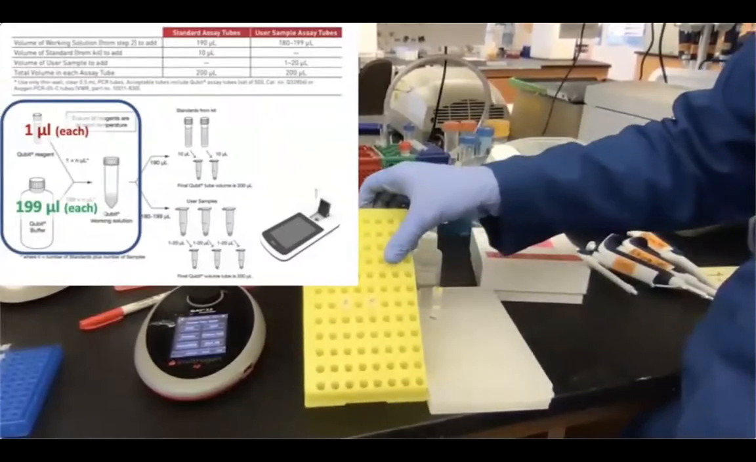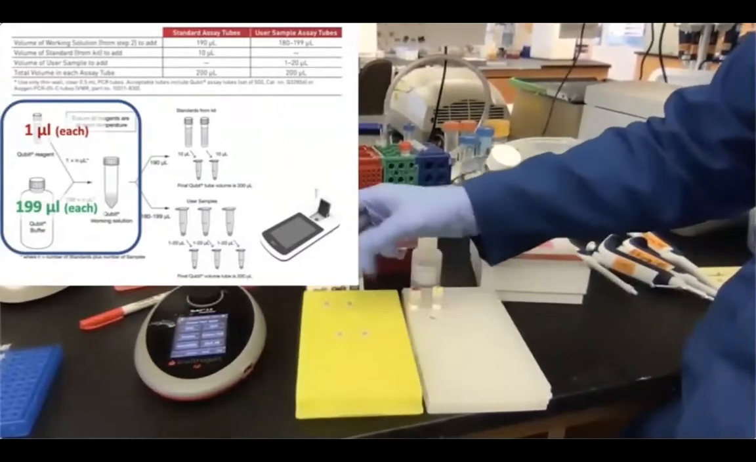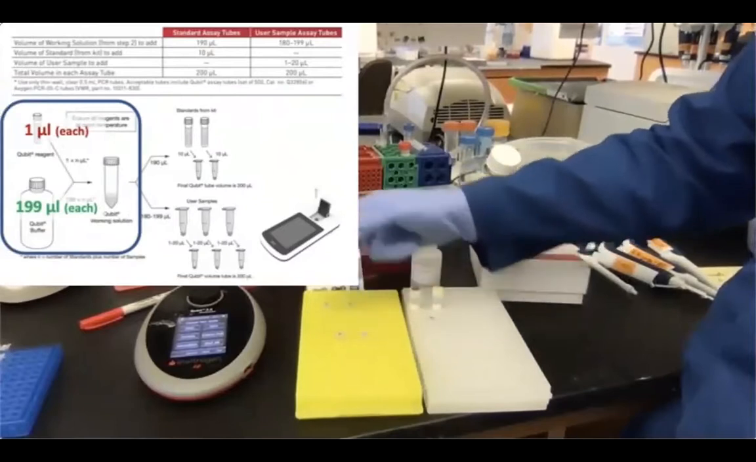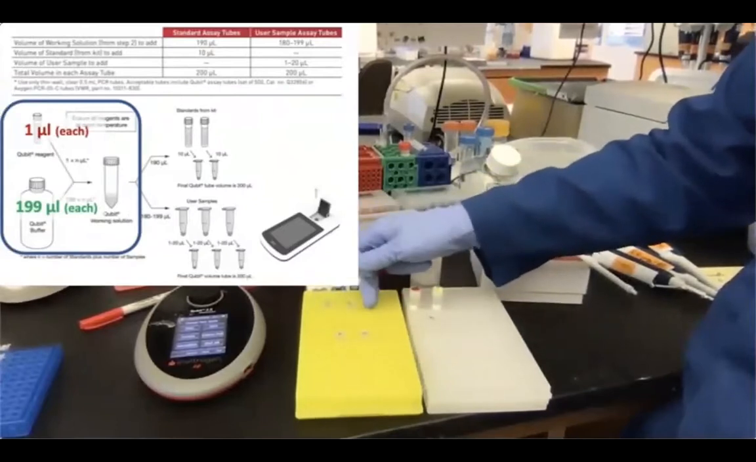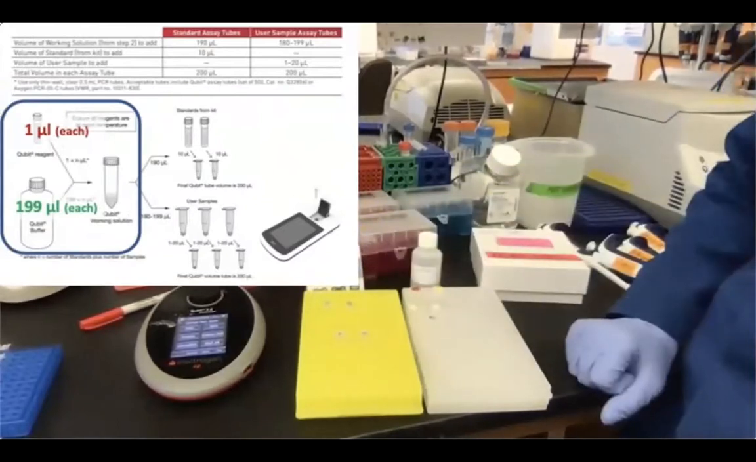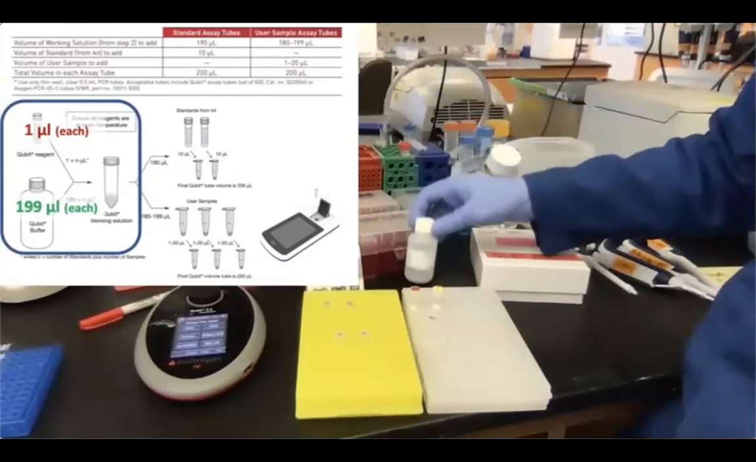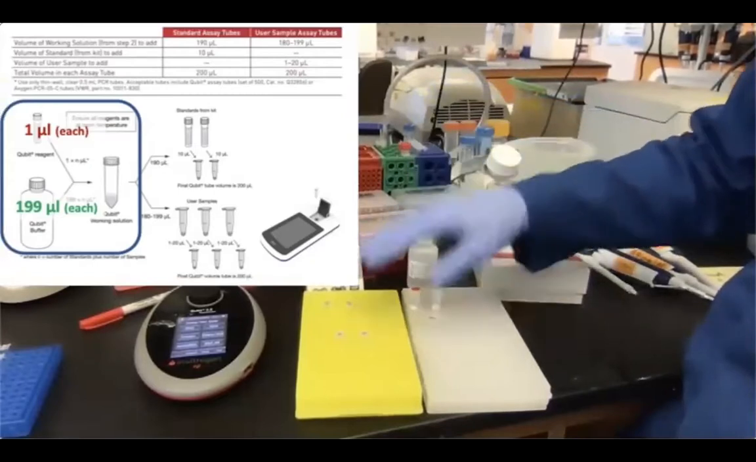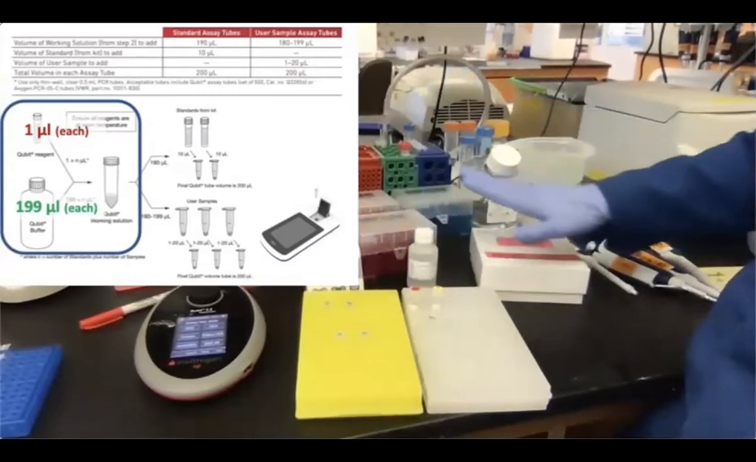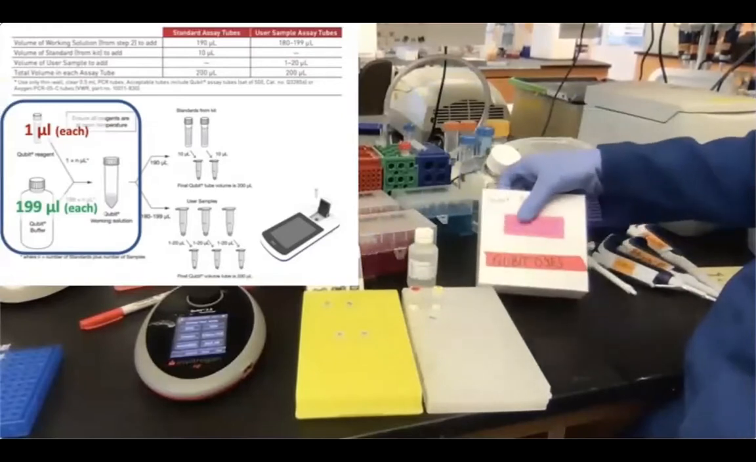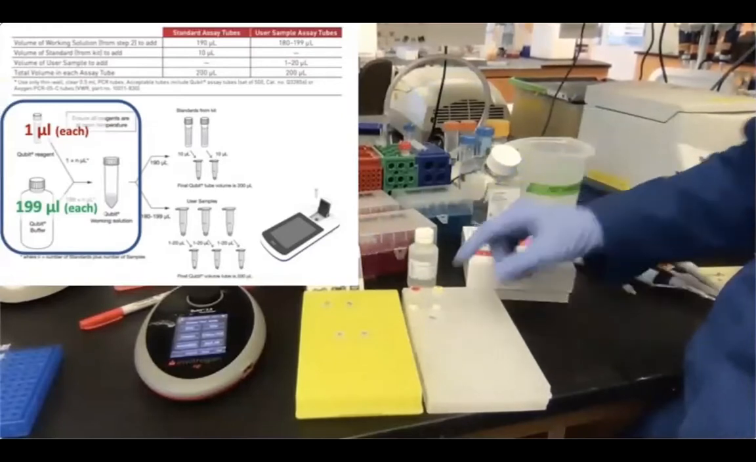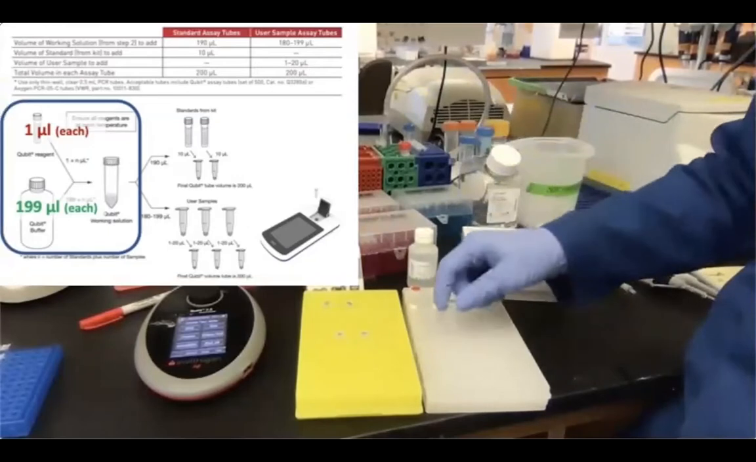How many samples do I have to prepare the master mix for? We have 2 samples to be measured. We have 2 standards, which makes 4, and then we're gonna prepare 1 extra just to account for pipetting errors, okay? So 199 we can approximate to 200. So it's 200 times 5, so it's 1 ml. And then we're gonna pipette 1 microliter of the Qubit dye into this empty tube of the working solution.